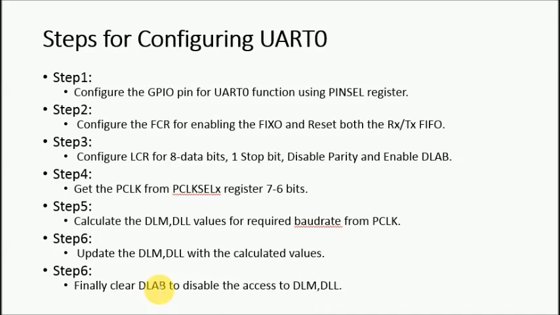So you remember that these two registers, DLM and DLL, are required to set the particular baud rate for the serial communication. To enable writing, we have to enable the DLAB, and then after writing this, we have to disable it so that further writing to DLM and DLL will be prohibited.